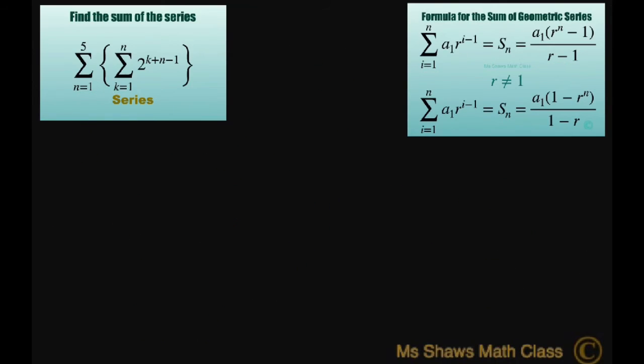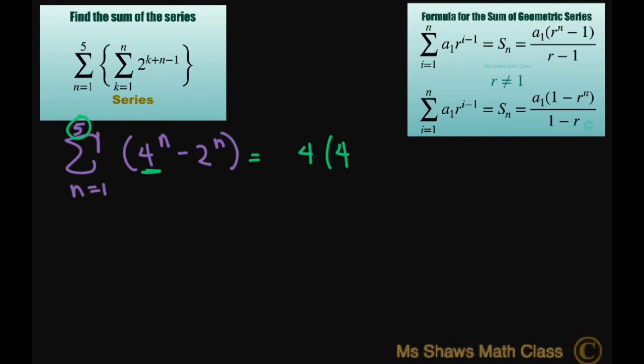So basically, we can write the first term as 4 to the power of n. So let's do that. We're going to have the sum of n equals 1 to 5, and we have 4 to the power of n minus 2 to the power of n. All right, just using our formula here, again your first term is going to be 4. So you're going to have 4 times 4 to the power of 5 minus 1, divided by your common ratio 4 minus 1. So in the first one, a is 4 and r is 4. The second one, a is 2 and r is 2.